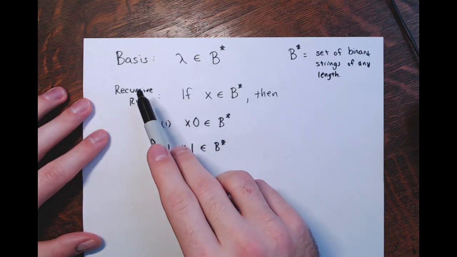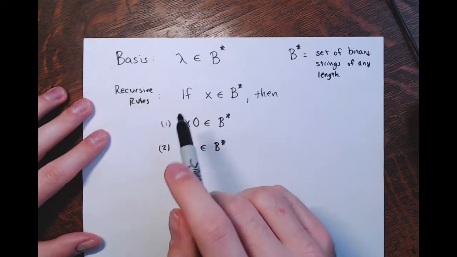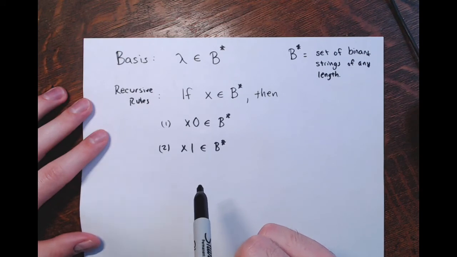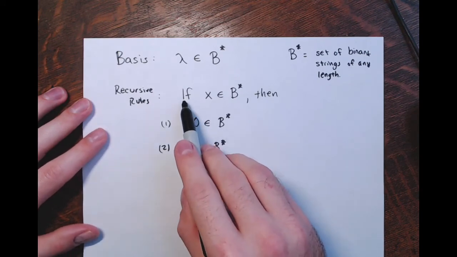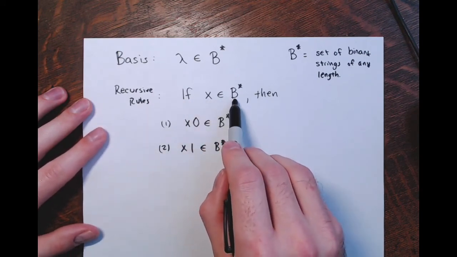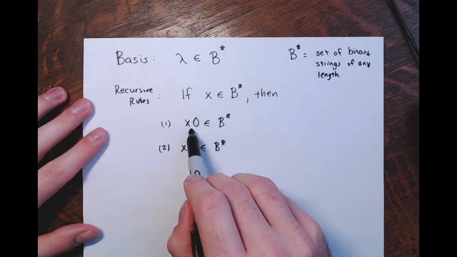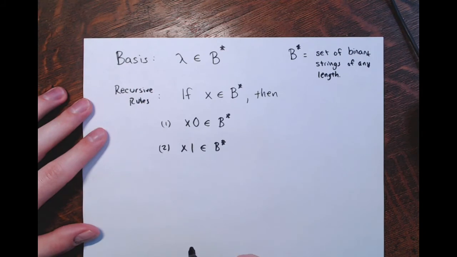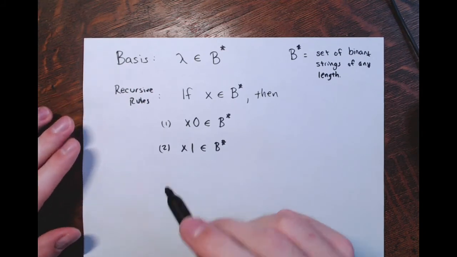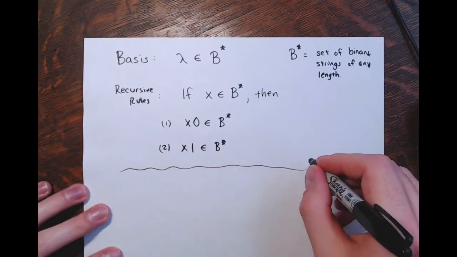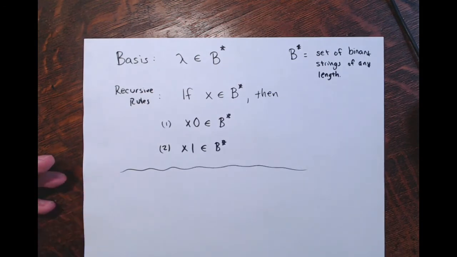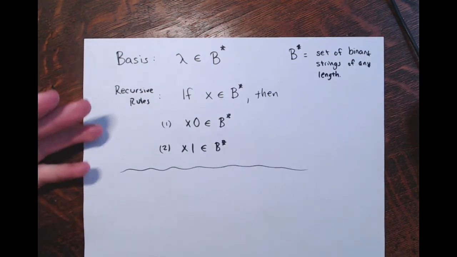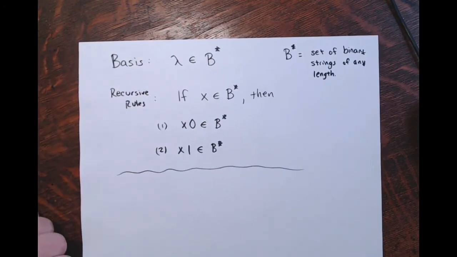And then the recursive rules, telling you how to construct other strings from previous strings. If you have a string in this set, then you just pop a 0 on it, and you get another string, or you could pop a 1 on it and get another string, and that's it. And if you can't construct a particular string using these rules, then it doesn't belong to this set.